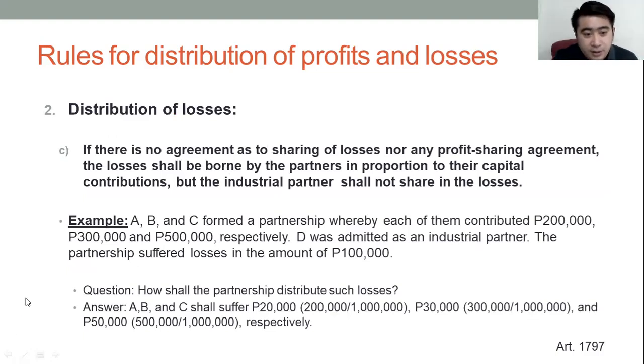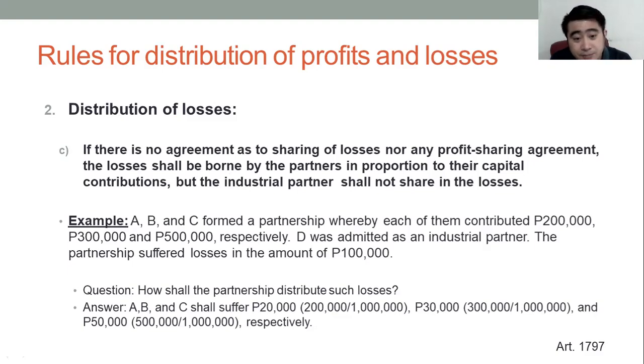So distribution of losses. If there is no agreement as to sharing of losses nor any profit sharing agreement, the losses shall be borne by the partners in proportion to their capital contributions, but the industrial partner shall not share in the losses. Example, A, B, and C formed a partnership whereby each of them contributed 200,000 pesos, 300,000 pesos, and 500,000 pesos respectively. D was admitted as an industrial partner. The partnership suffered losses in the amount of 100,000 pesos.